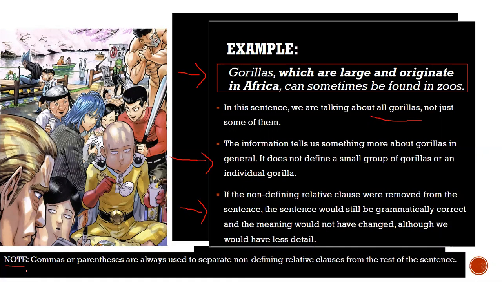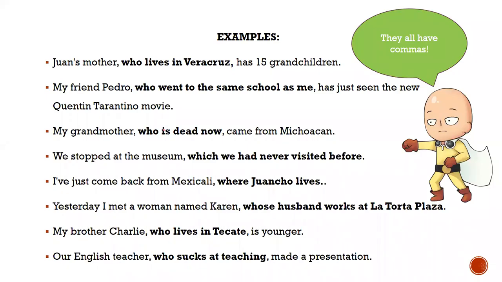There's a very, very important note over here on the bottom, and it says, we always add commas, all right? Always, if we're talking about non-defining relative clauses. So that's another thing that you have to keep in mind. If you do not add the commas, you are basically making a defining relative clause, which in that case would be incorrect because you want to make a non-defining relative clause, right? So grammatically it would be incorrect. Keep that in mind. So continuing here, listen to our man Saitama over here in the corner. He's saying that they all have commas. So we have to remember that.